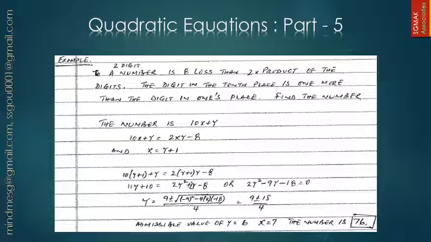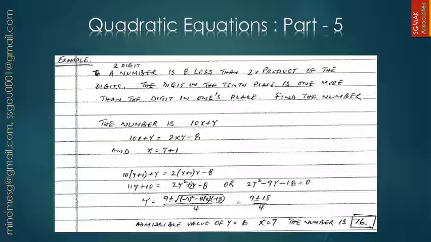If you have a two-digit number that is 8 less than the product of the digits. So a 2-digit number, let's say x is in the 10's place and y in the 1's place. The number is 10x plus y. So the number equals 2 times xy, the product of the digits, minus 8. And it says that the digit in the 10's place is 1 more than the digit in the 1's place. So x is y plus 1. Then if you solve these 2, you can convert into a quadratic in y: 2y squared minus 9y minus 18 equals 0.